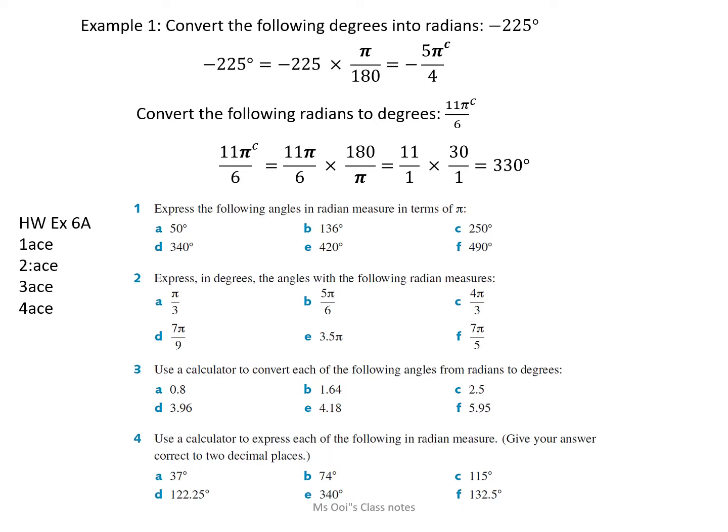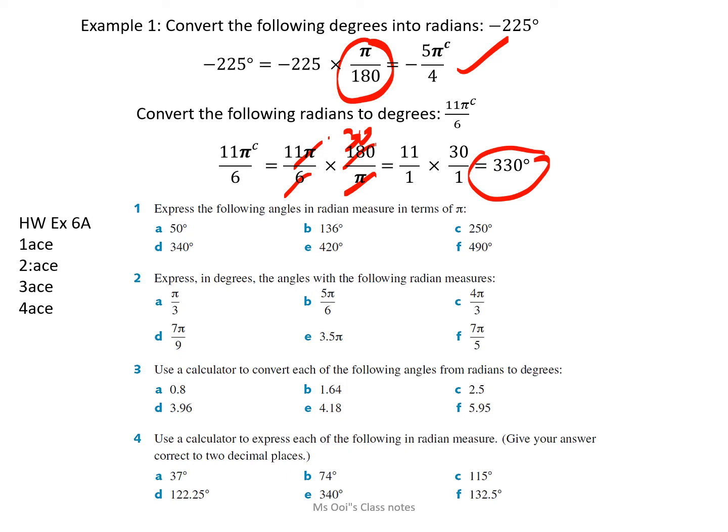Example 1, convert the following degrees into radians. Negative 225 degrees. If I want to convert to radians, I need to multiply by pi over 180. That would give you negative 5 pi over 4 radians. Convert the following radians to degrees. If I want to convert 11 pi over 6 radians to degrees, I multiply that by 180 over pi, and pi and pi can cancel. 180 divided by 6 is 30, so 30 times 11 gives you 330 degrees.